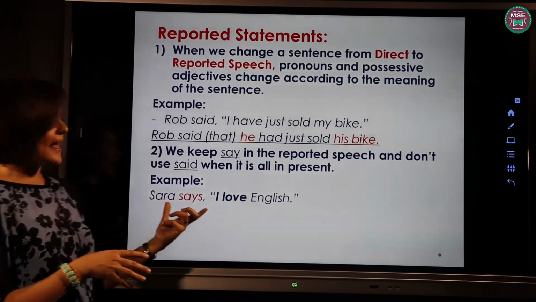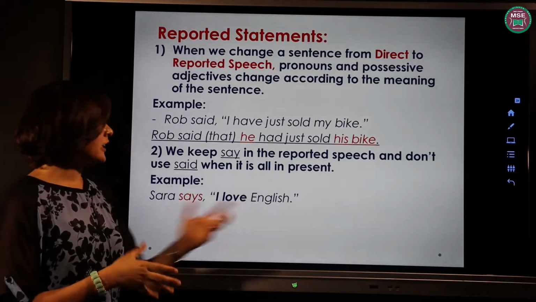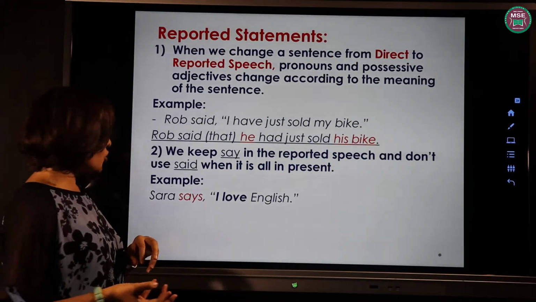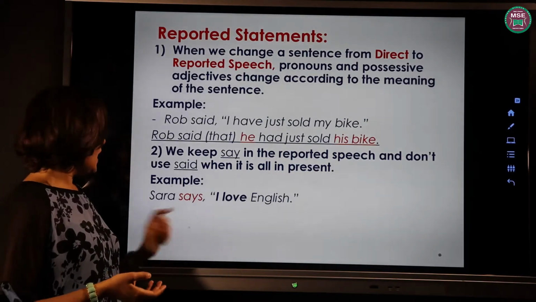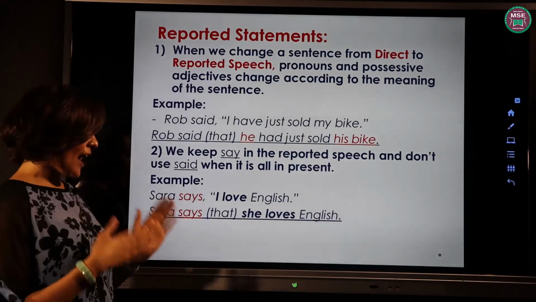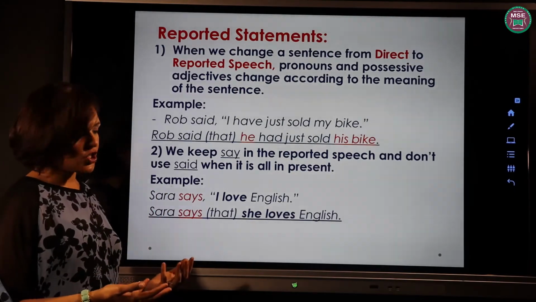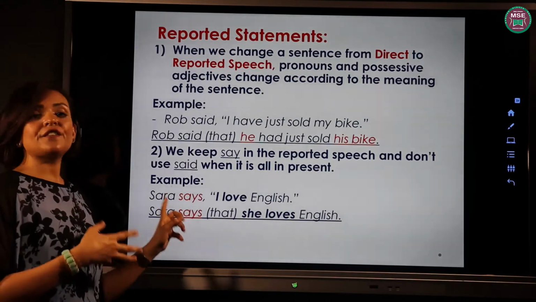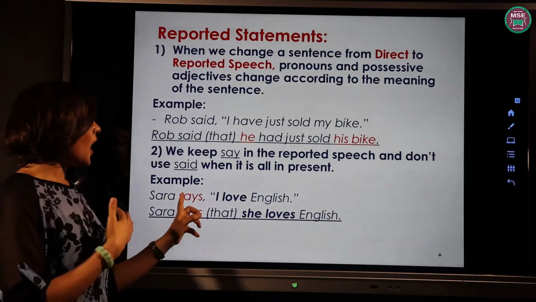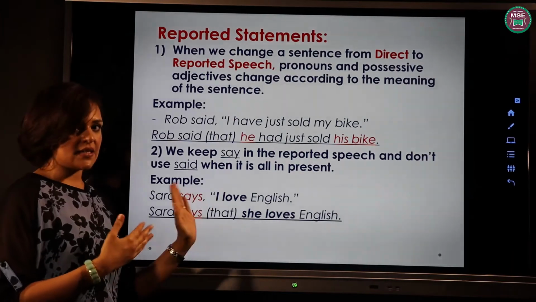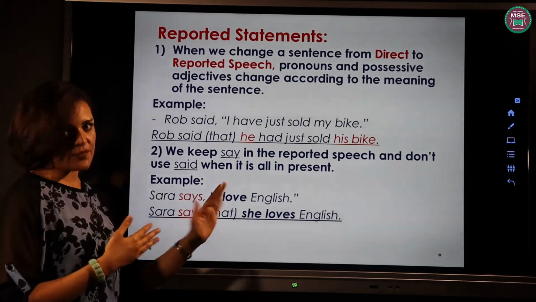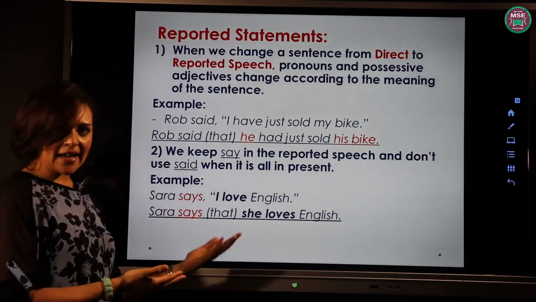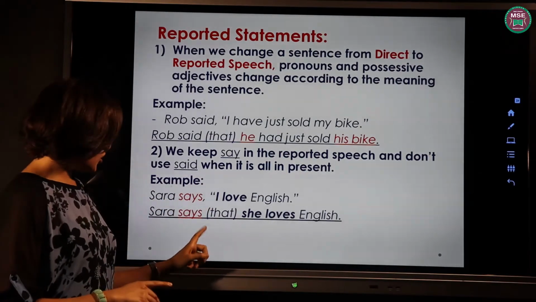Example, Sarah says, "I love English." So when I change it into reported or indirect speech, I will say, Sarah says that she loves English. What about if I find "said" here? If I find "said" outside, I will change the tense inside. I will push the tense from present to past. It will be, Sarah said that she loved English.